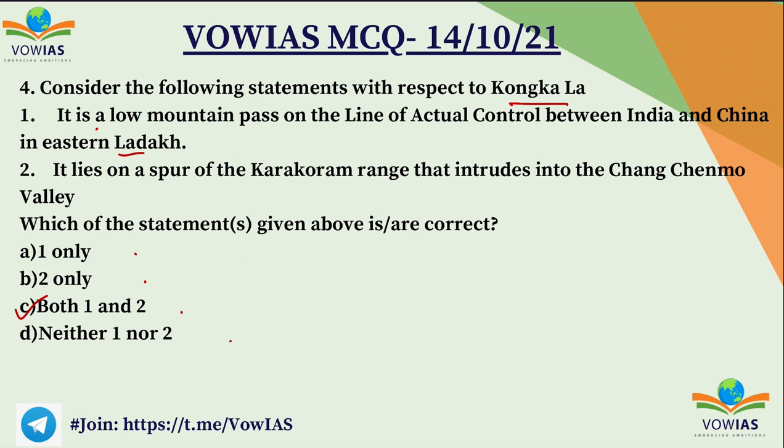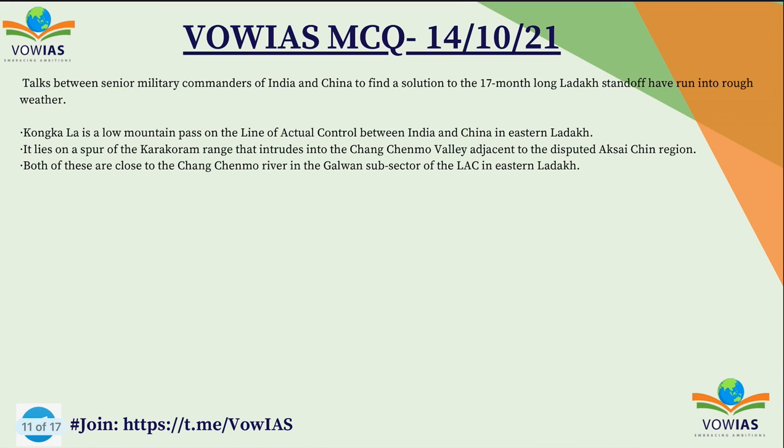The Konga La Pass is a low mountain pass on the Line of Actual Control between India and China in eastern Ladakh, and it lies on a spur of the Karakoram range that intrudes into the Changchenmo valley. Recently, the talks between senior military commanders of India and China to find a solution to the 17-month-long Ladakh standoff have run into rough weather. It lies adjacent to the disputed Aksai Chin region. Both of these are close to the Changchenmo river in the Galwan sector on the LAC in eastern Ladakh. Right?